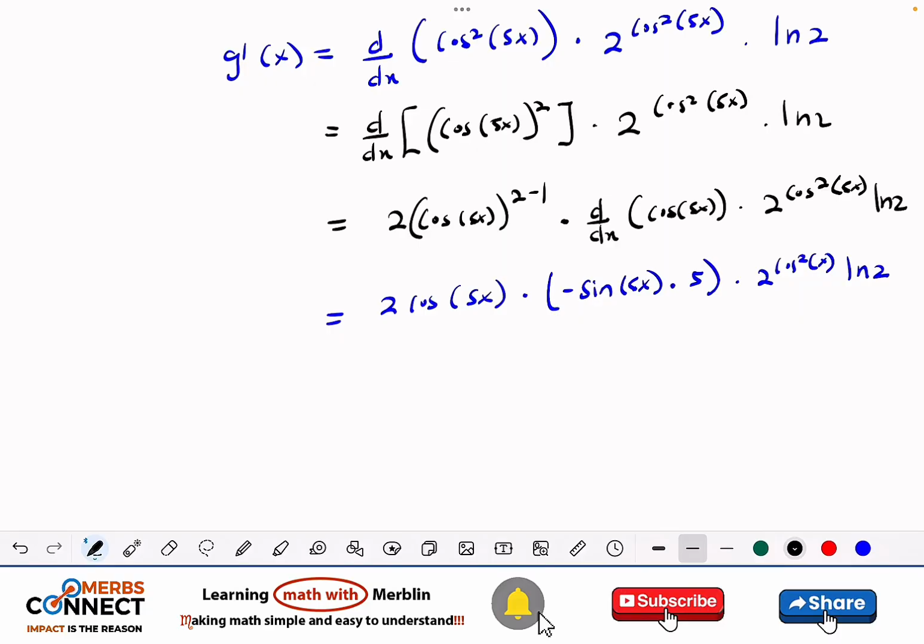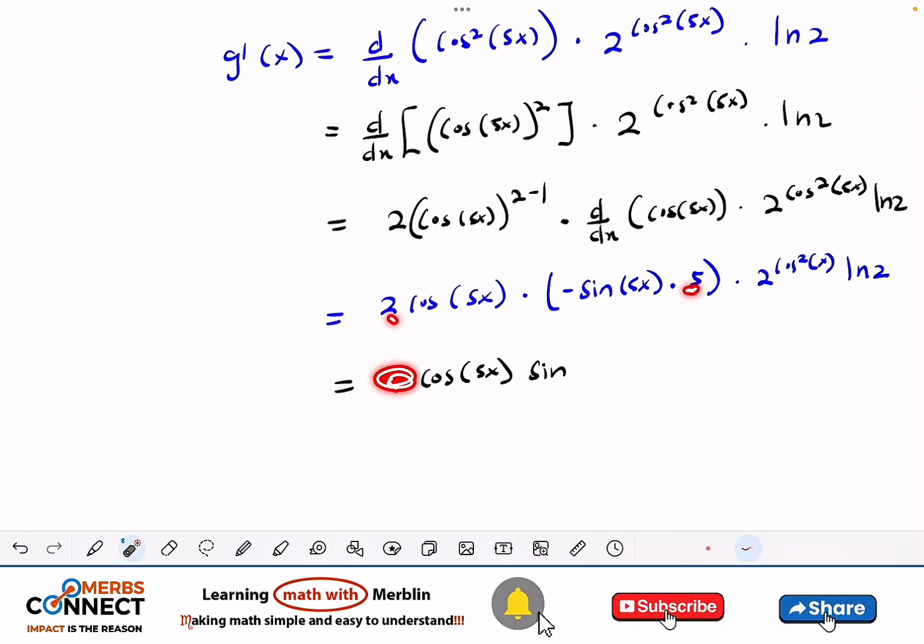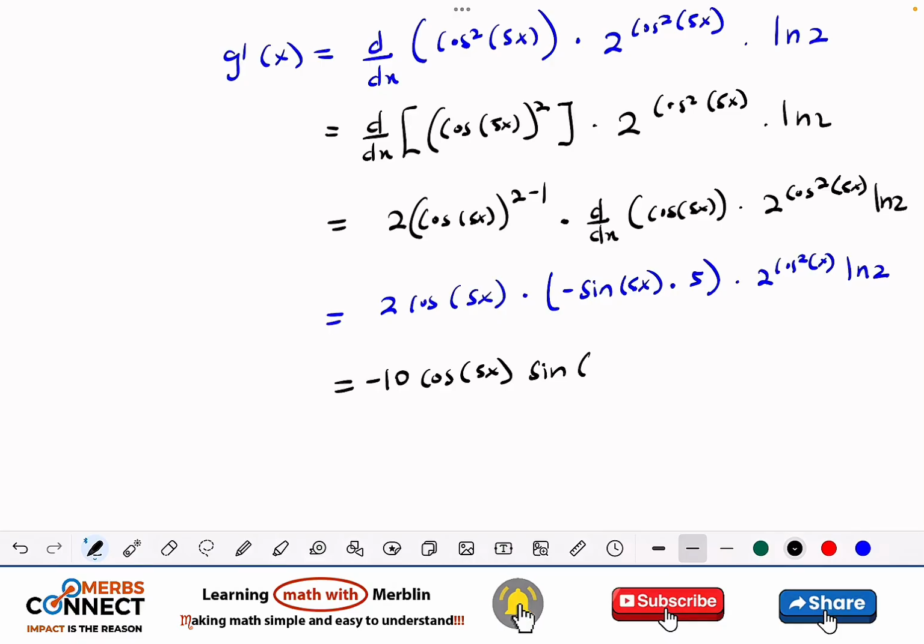Then our final simplification now will be, I have minus here, so I can factor it out. So I'm going to have minus 2 cos 5x sine. Okay, I have 5 also here, so I can multiply by this to get 10. So minus 10, then this one will be sine 5x times cos squared x natural log of 2. So this is what you are going to get.